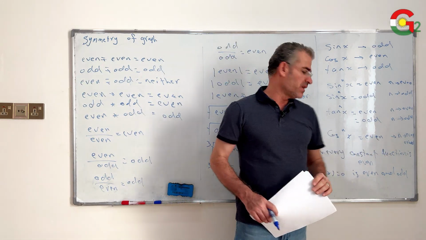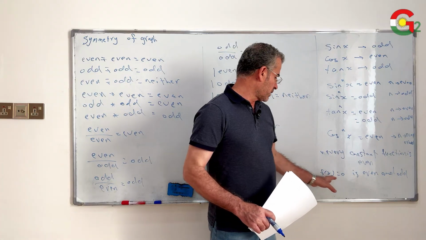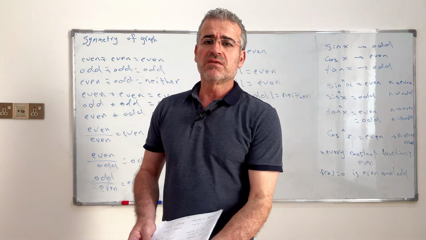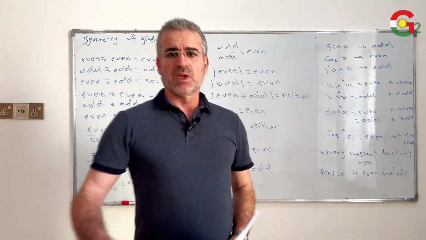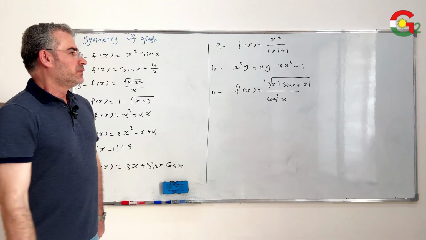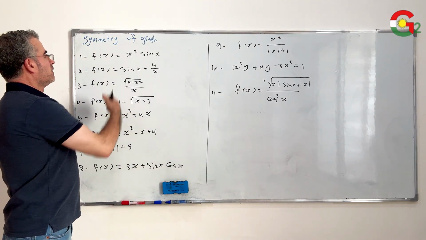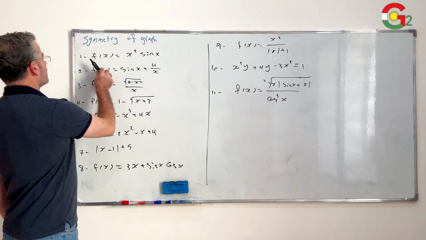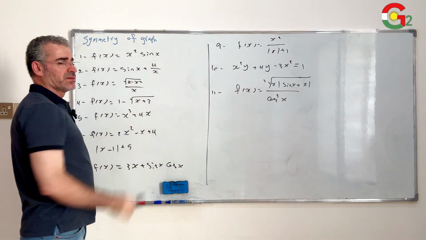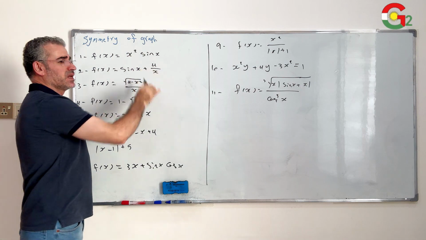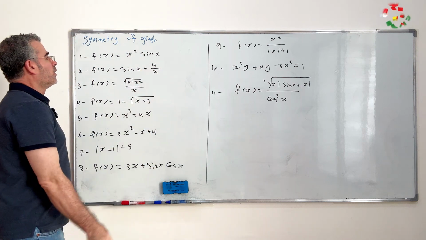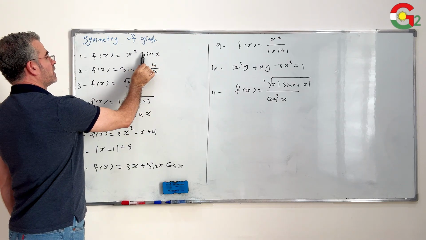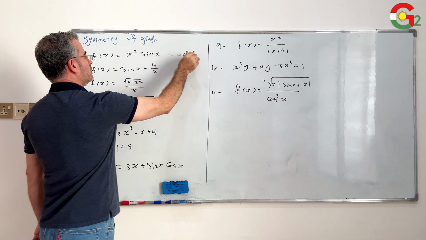Every constant function is even. The zero function f of x equals 0 is the only function that is even and odd at the same time. Let us solve some problems. Determine whether each of the following is an even or odd function. For the first function, f of x equals x to the power 2 times sine x to the power 2. x squared is even, sine x is odd, then even times odd equals odd.